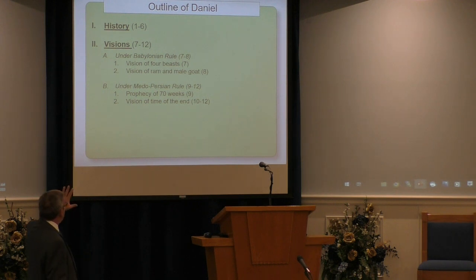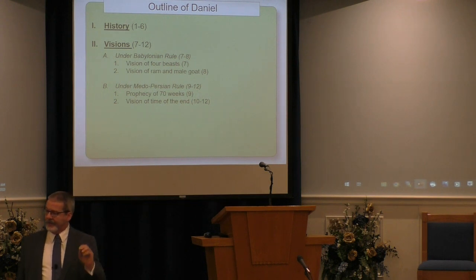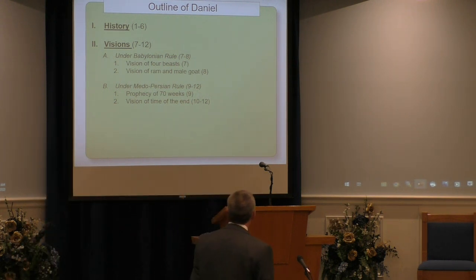There's the visions under the Babylonian rule, the visions of the four beasts, the vision of the ram and the male goat. And then under the Medo-Persian rule, we have the prophecy of 70 weeks, one of the more difficult sections of Daniel. And then there's the vision of the time of the end. Not the end of time, but the time of the end. We'll talk about what that distinction is when we get there. We're going to save that for a little bit later.